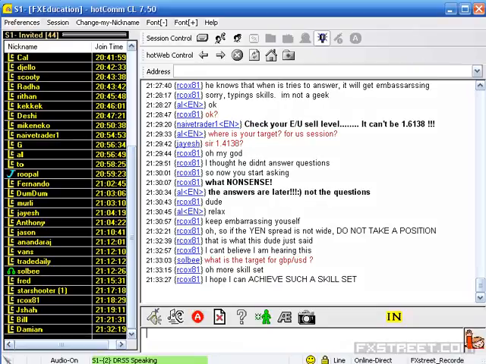Then with regard to Euro CHF, the low is 1.1507.